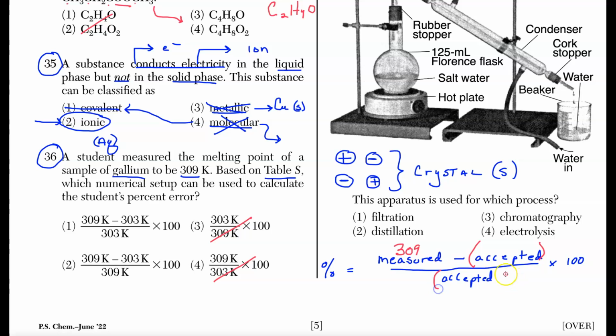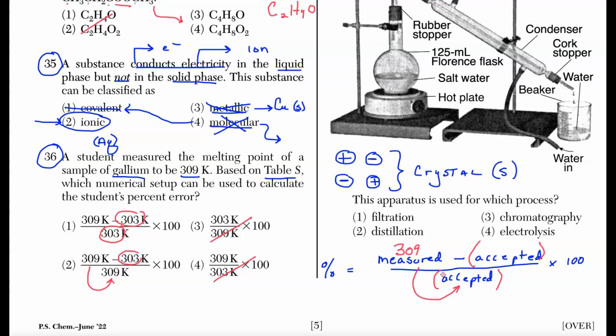So 39 minus some number, that's different. Notice, okay, they have 303 on the bottom. Look at choice 1 here. They have 309 minus 303 over 303. So this must be some number that could be from Table S. Now we're going to check that in a second, but look at choice 2. 309 minus 303, that could be the different number, but notice they're dividing it by the what? The measured value. We divide by the accepted value.